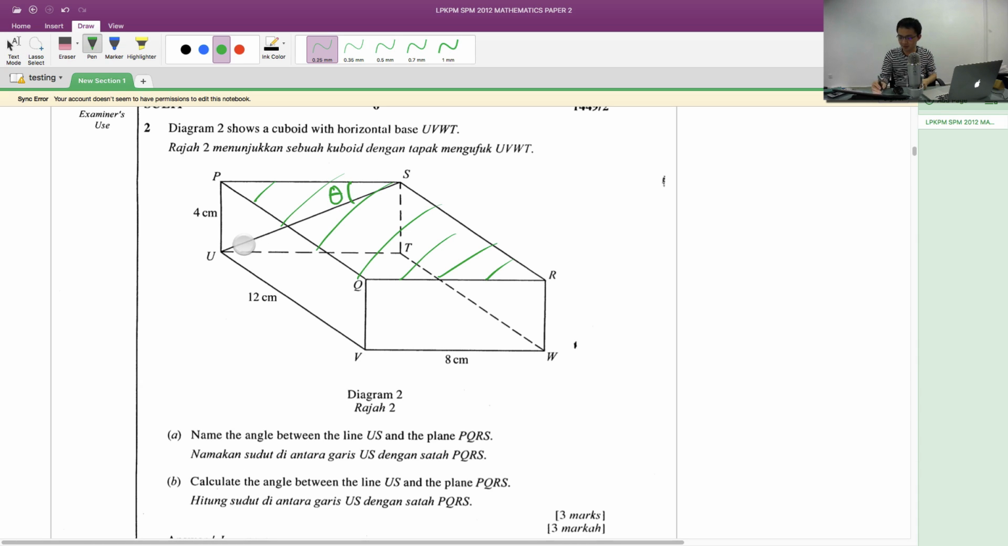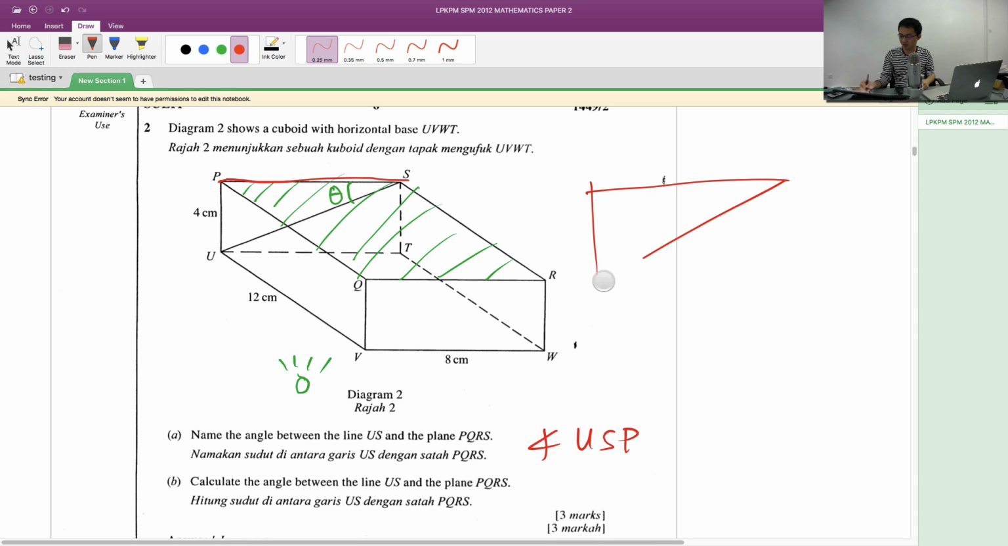You just imagine, if you want to see the shadow of this line on the plane above, you have a spotlight from the bottom, and then you will have the shadow of US, which is PS. PS will be the shadow, so the angle between will be angle USP. It's very simple. Then the question asks you to calculate the angle. So I will sketch out the triangle: this is P, this is U, this is S. Of course we know this is 4 centimeter and this is 8 centimeter.